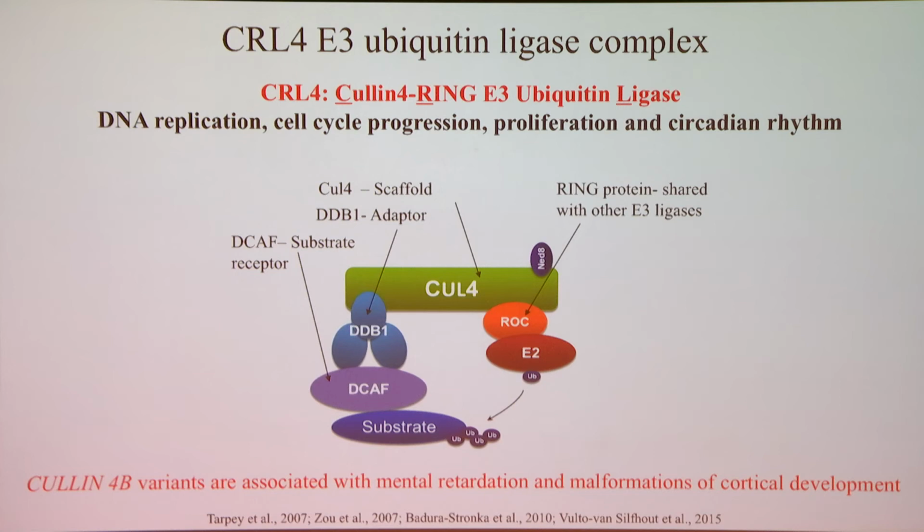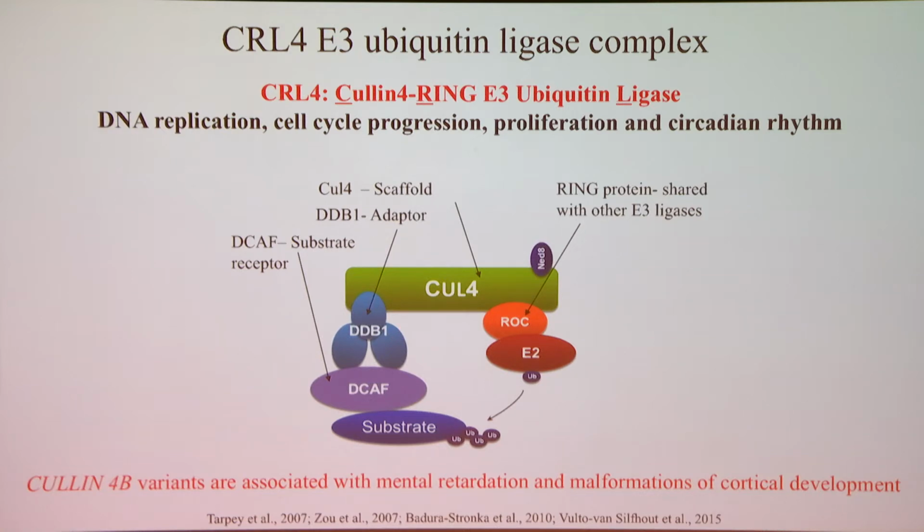Today I would like to focus on an E3 ubiquitin ligase named CRL4. This is a protein complex that plays a pleiotropic function in cell cycle and proliferation. The E3 ubiquitin ligase targets substrates for ubiquitination and subsequent degradation by proteasomes. This complex is composed of several core subunits: the scaffold subunit Cullin-4, the adapter protein DDB1, and the ROC.